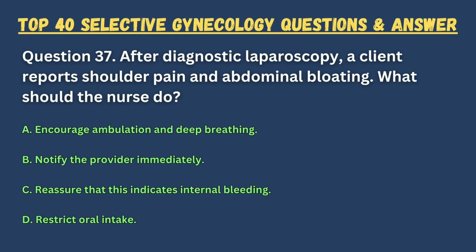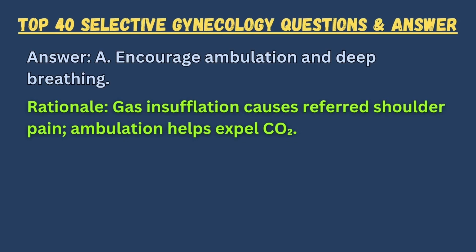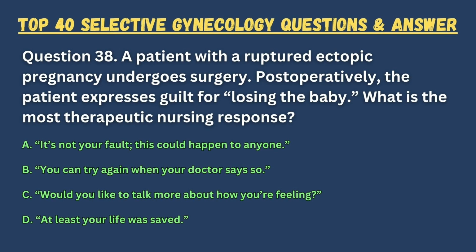Question 37. After diagnostic laparoscopy, a client reports shoulder pain and abdominal bloating. What should the nurse do? A. Encourage ambulation and deep breathing. B. Notify the provider immediately. C. Reassure that this indicates internal bleeding. D. Restrict oral intake. Answer: A. Encourage ambulation and deep breathing. Rationale: Gas insufflation causes referred shoulder pain. Ambulation helps expel CO2.